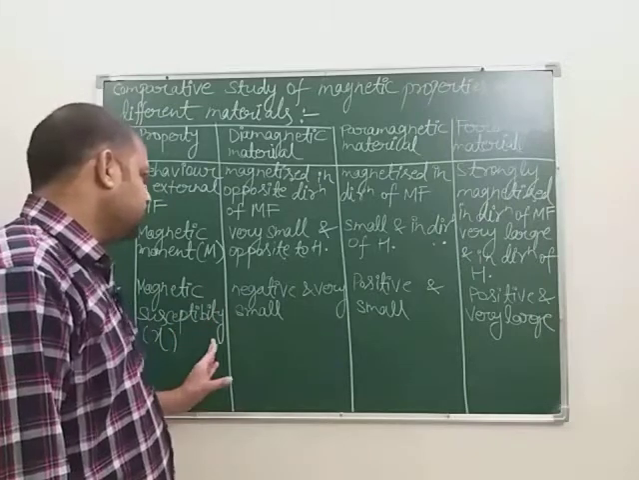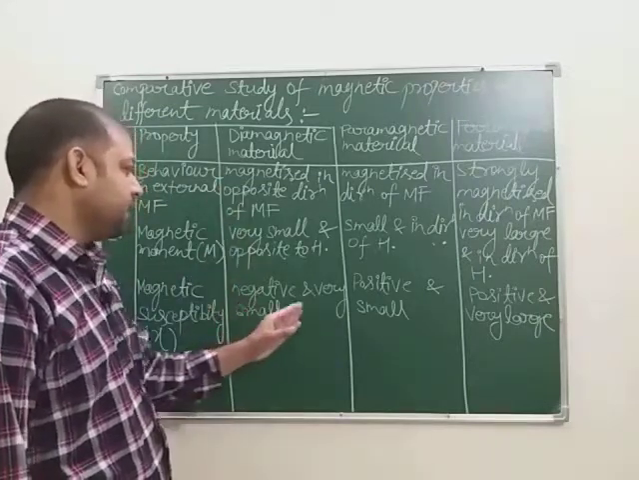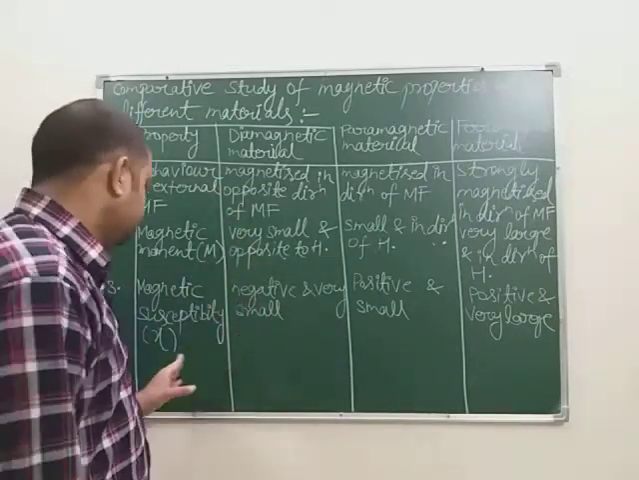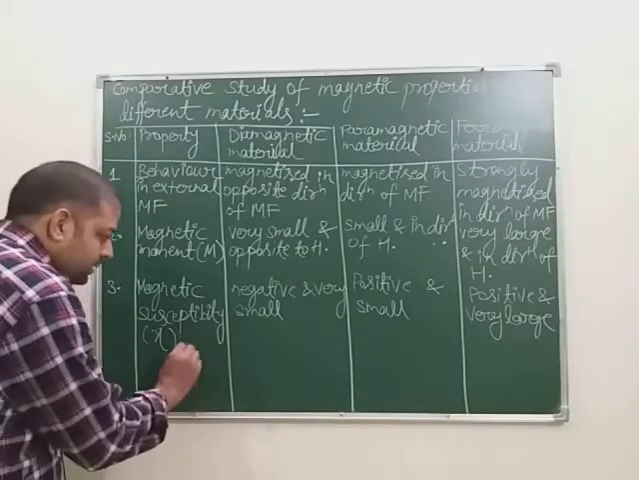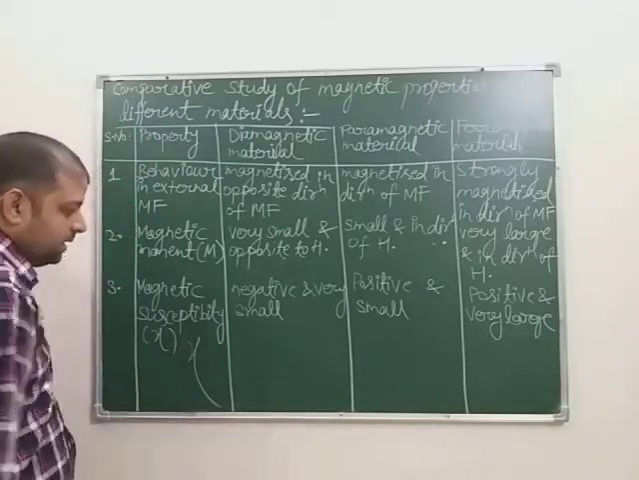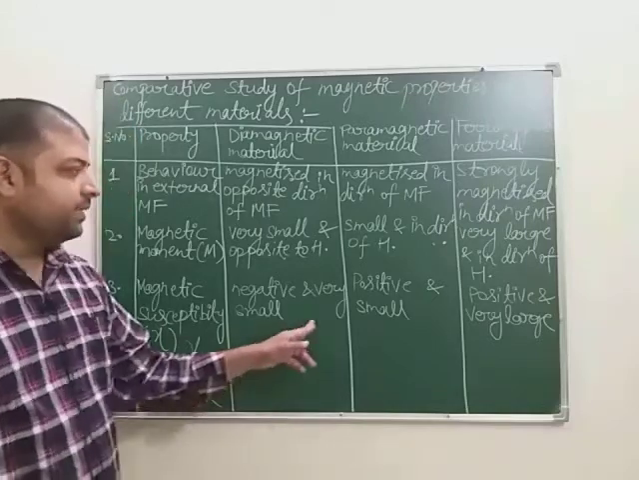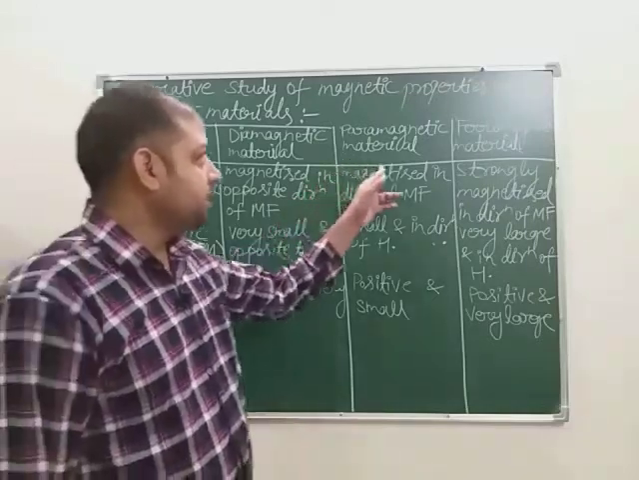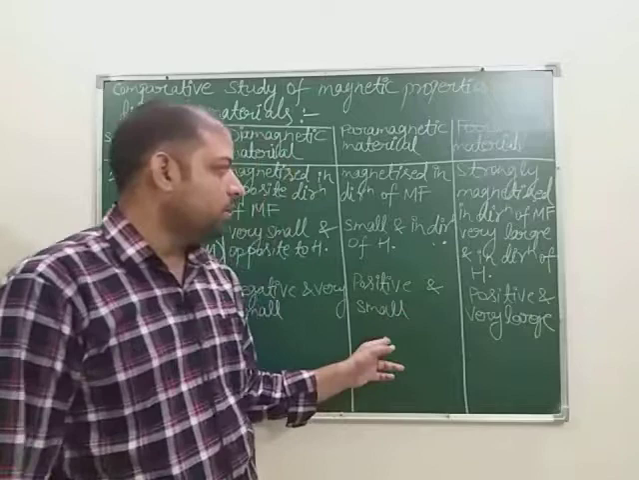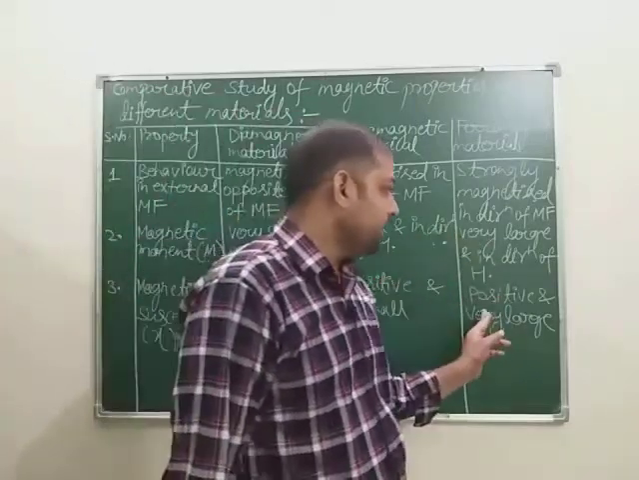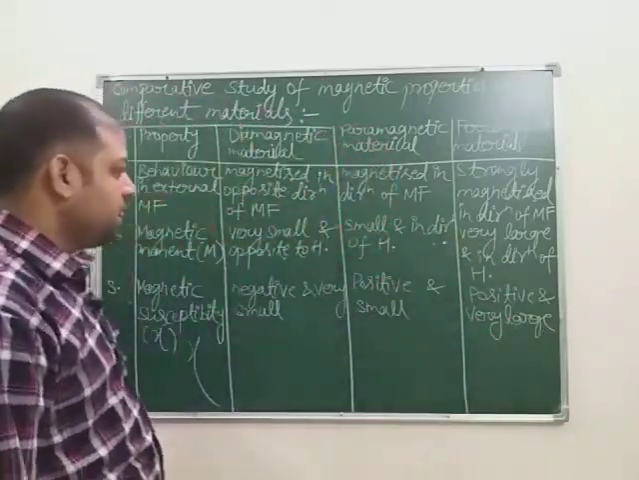The magnetic susceptibility of diamagnetic substances is negative and very small. It is denoted by psi. For paramagnetic materials it is positive and small, and for ferromagnetic materials it is positive and very large.